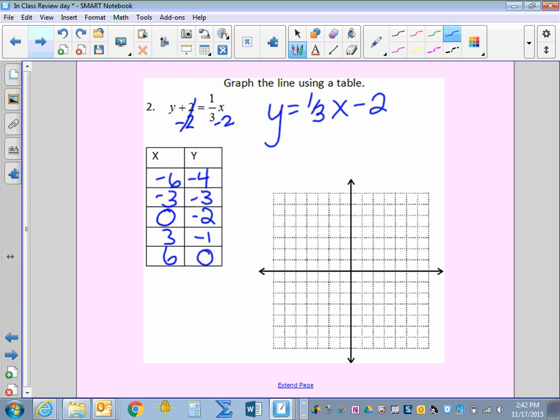Alright, plotting our points. Negative 6, negative 4. Negative 3, negative 3. 0, negative 2. 3, negative 1. Julia, you with me still? And 6, 0. We see this should indeed create a line.